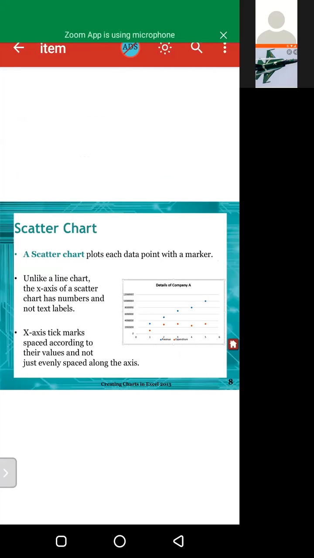Ali Faisal, give me the answer. Did you make this chart in the computer lab? Yes, sir. I made this scatter chart. Do you understand the function of this chart? Yes, sir. Okay, very good.